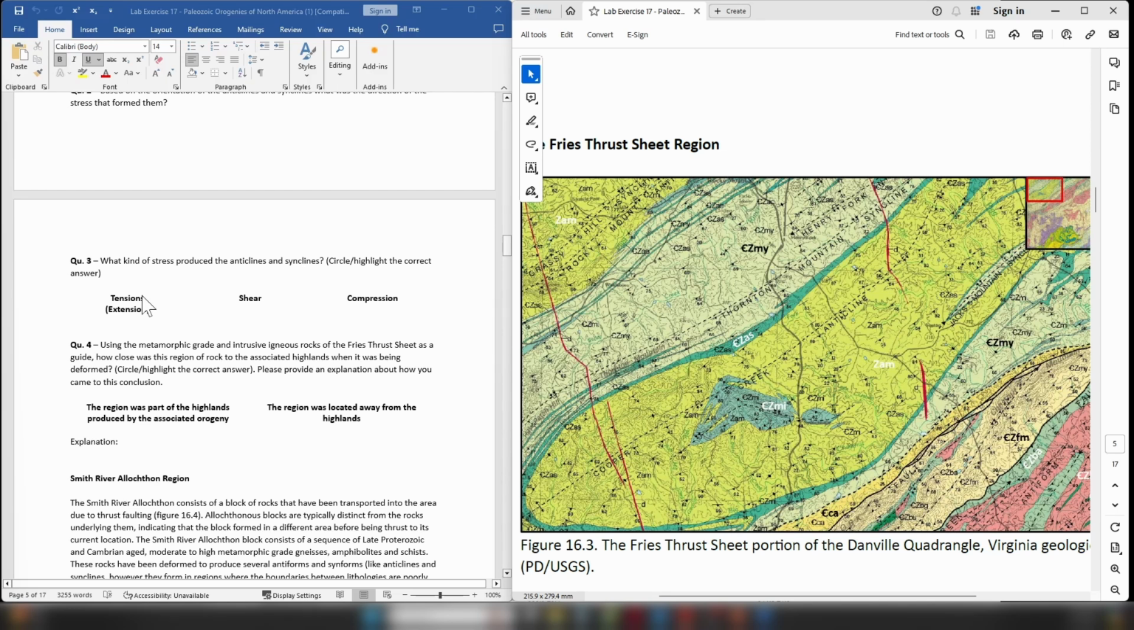Okay, question 3. What kind of stress produced the anticlines and synclines? So tension is the crust being stretched to form them. Shear is the blocks of crust moving past each other to form these anticlines and synclines, or were they formed due to compression, shortening?